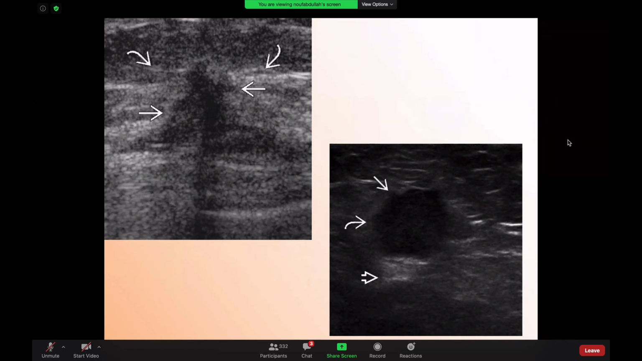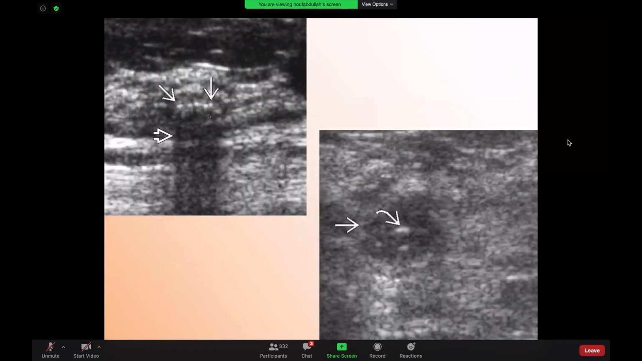So this is just another example. Let's move on. You see here, these are areas of calcification. If I want to characterize these, they are coarse, heterogeneous with posterior acoustic shadowing. Is it helpful? No, because it can be related to fibroadenoma. It could be related to cancer. So I cannot judge based on this. So it doesn't help me much.